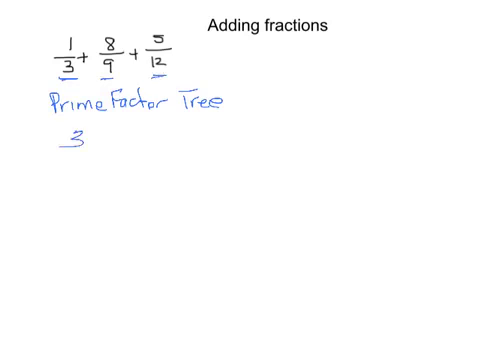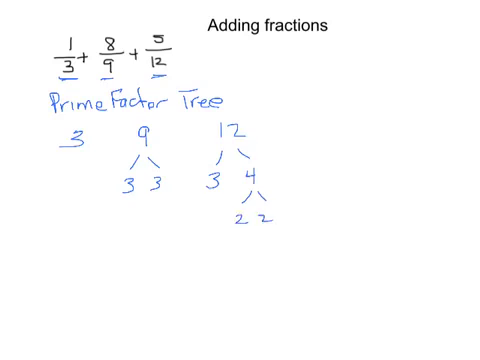Well, 3 is already prime. 9 would be 3 times 3. 12 would be 3 times 4, and 4 is not prime because it can be broken down as 2 times 2.